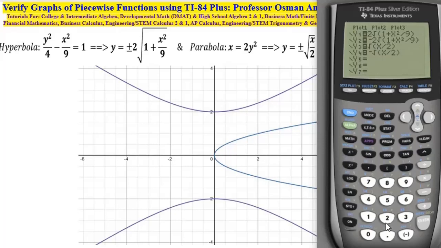Make sure your entry is correct. So it is 2 for the hyperbola. It is 2 square root of 1 plus x squared over 9. So that's the top part of the hyperbola, and the lower part is minus 2 square root of 1 plus x squared over 9. Then the parabola, it is y equals square root of x over 2, the top part, and the bottom part is minus square root of x over 2. Okay, and we'll set the window for x from minus 6 to 6, and the y value we will leave at minus 4 to 4. So graph, here is our hyperbola, and here is our parabola.